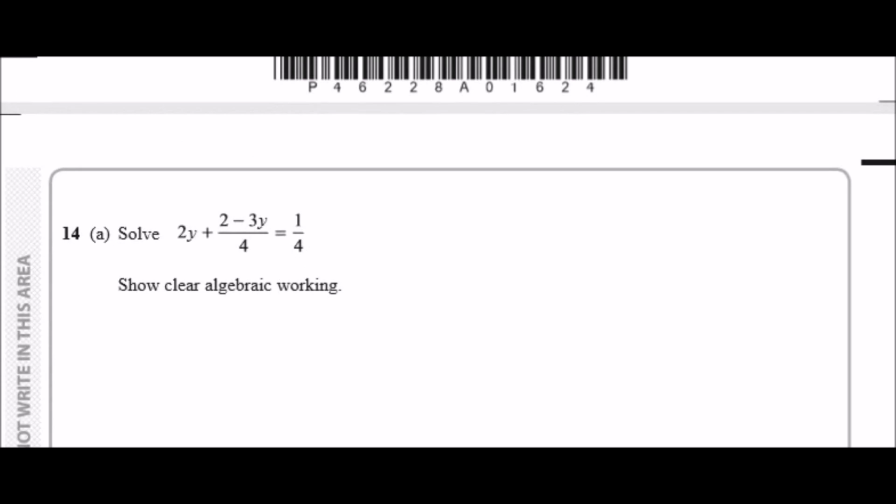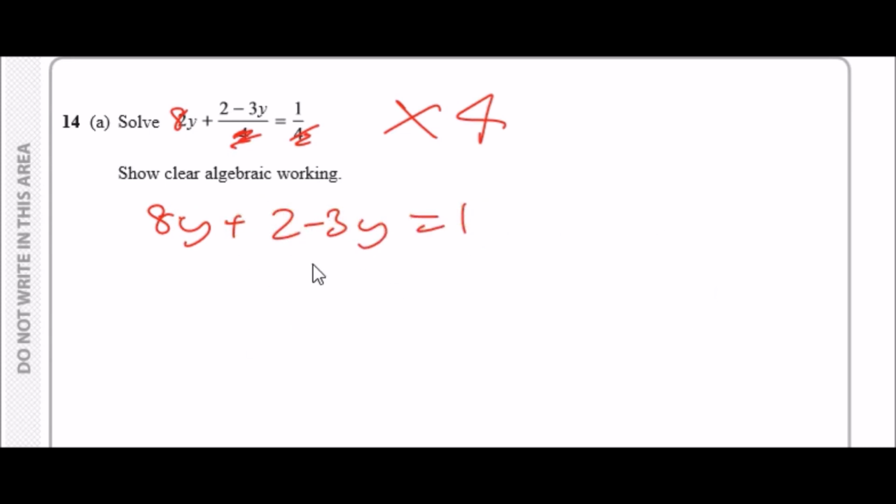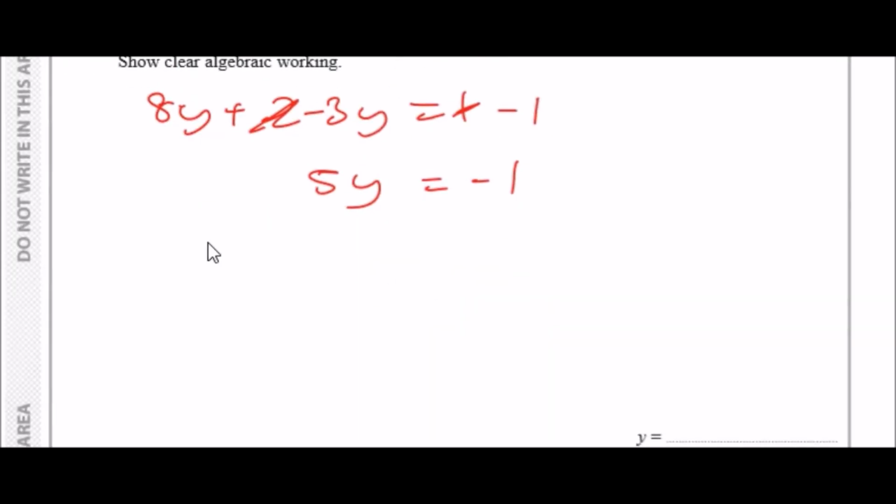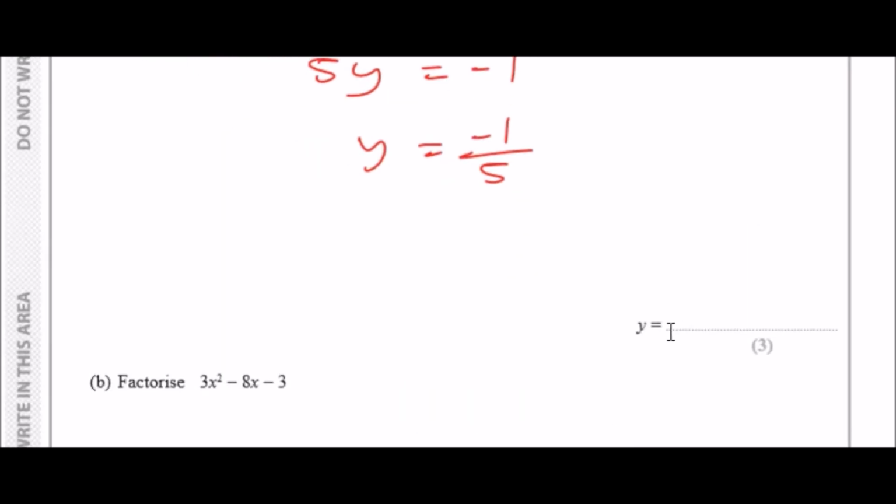Okay, number 14. Solve this equation. Oh, this is easy. So when you have fractions, the first rule of solving any equation is to get rid of the fractions. So we need to multiply everything by 4. So this cancels, and this becomes an 8. So we're left with 8y plus 2 minus 3y equals 1. Now collect the y's. 8y minus 3y is 5y. Subtract 2, so this becomes a -1, so equals -1. And then divide by 5. So y equals -1 over 5. That's it. So minus a fifth.